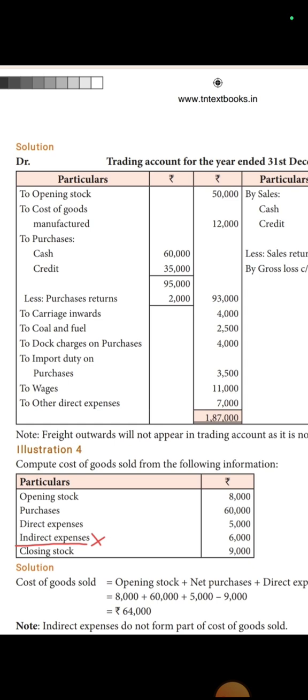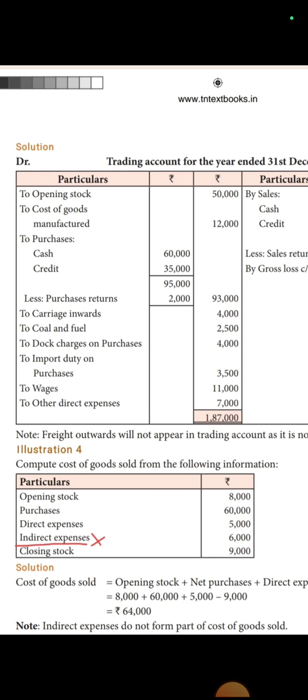Listen here, they have given direct expenses 6,000 rupees. Sorry, indirect expenses 6,000 rupees. Listen carefully. Indirect expenses will not appear in the trading account. Indirect expenses will appear on the debit side of the profit and loss account. As per the format of the trading account, indirect expenses do not form part of the cost of goods sold. So let me omit the indirect expenses.